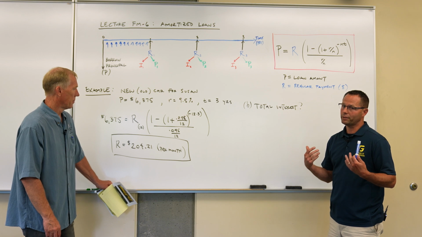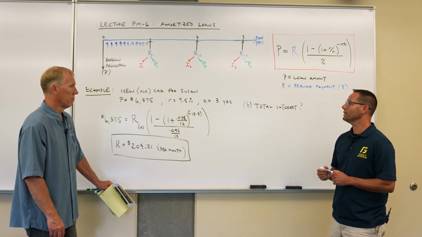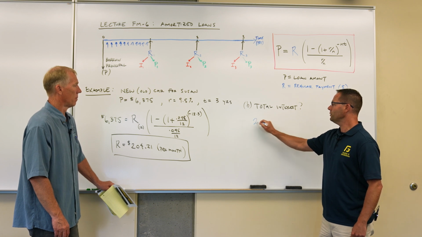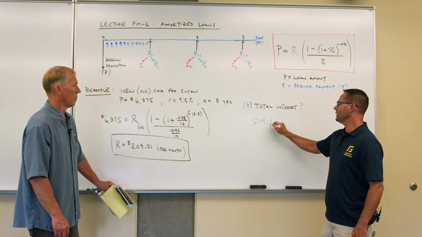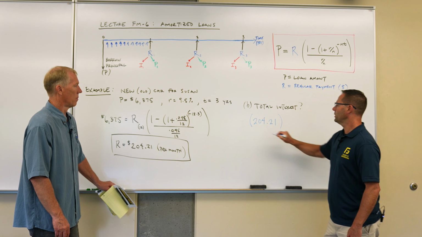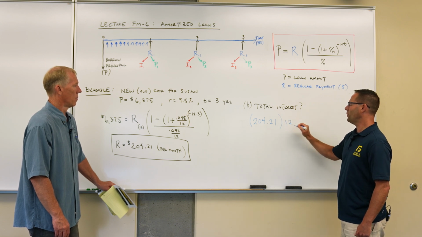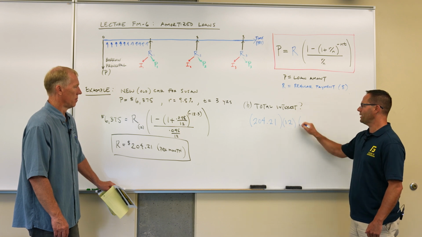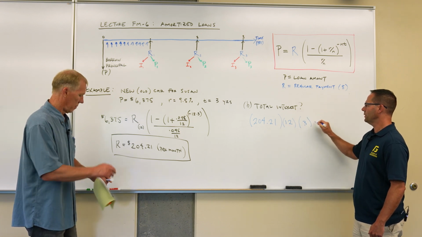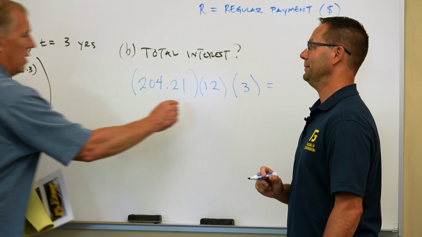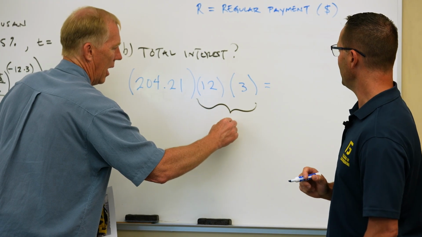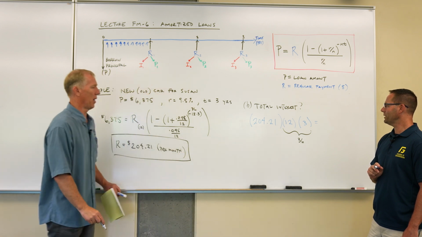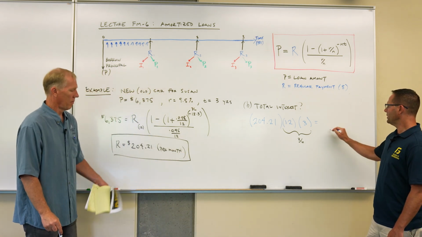So I just kind of think about this intuitively. I know you kind of love your formulas, and either way is fine. But I would think about it like I'm paying $204.21 times 12. That's how much I've paid in a year, but I'm paying it for 3 years. That sort of looks like something familiar that we don't always love. But I love that 36 is there. It's the total number of payments, right? And so did you calculate that out?